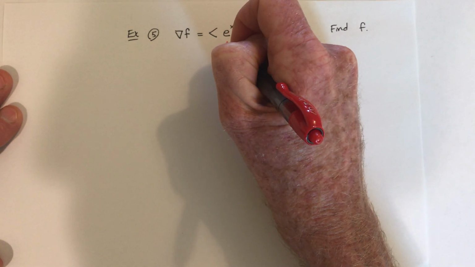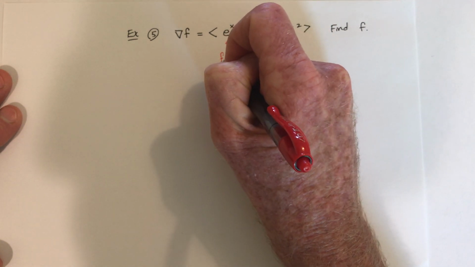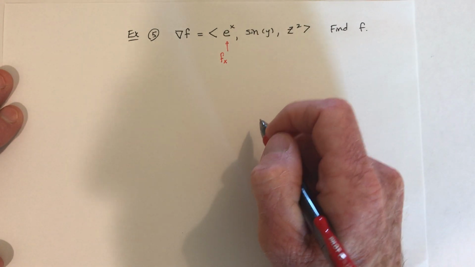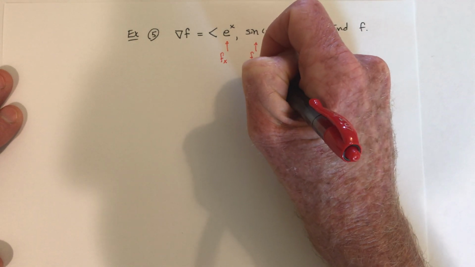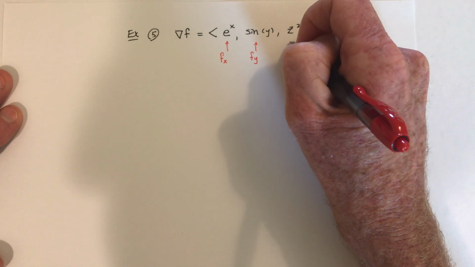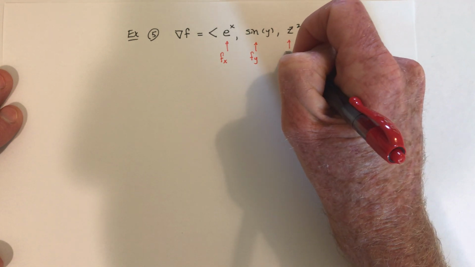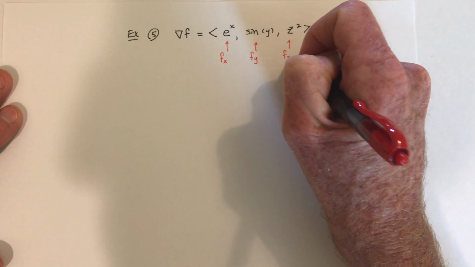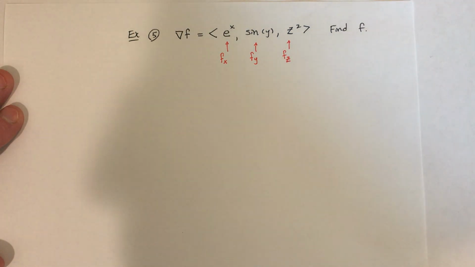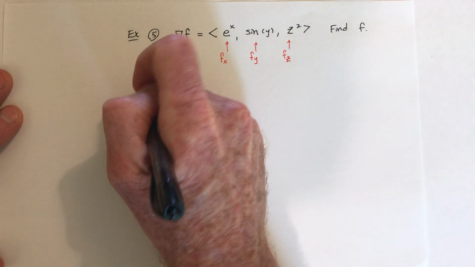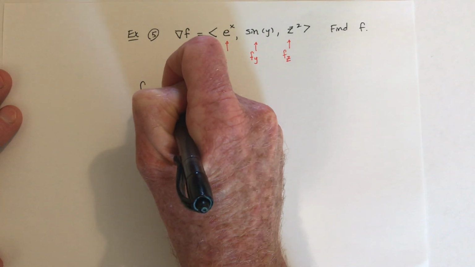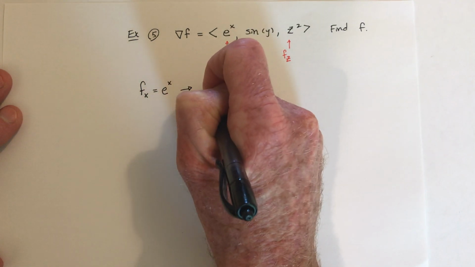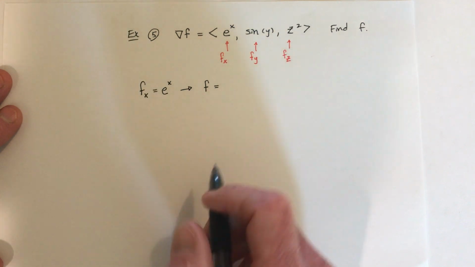So it means that somebody took the derivative with respect to x and they got e to the x as the answer. Somebody took the derivative with respect to y and they got sine of y as their answer. And also they took the derivative with respect to z and they got z squared. So if the derivative with respect to x is e to the x, then what's the original function?